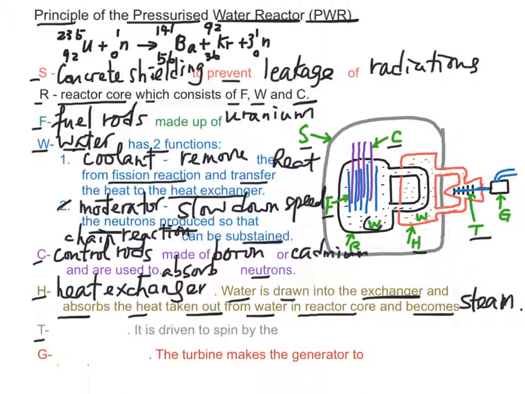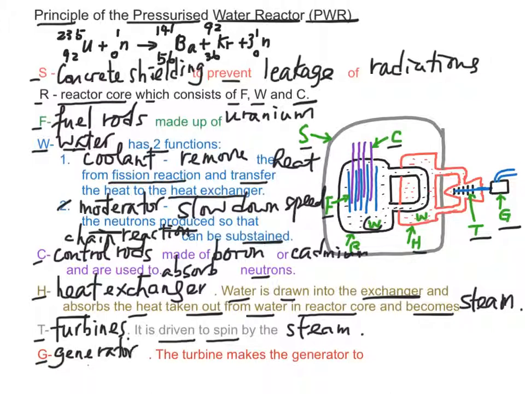T represents the turbines, which is used to be driven to spin by the steam. G represents the generator. The turbines make the generators produce electricity.